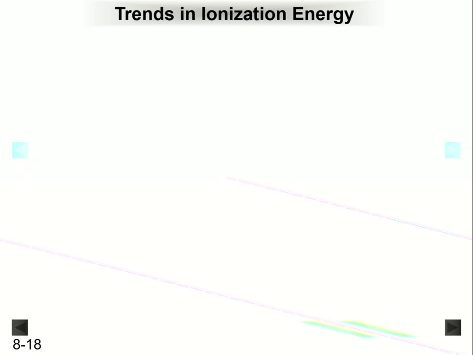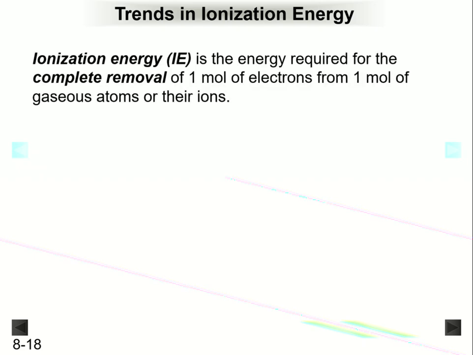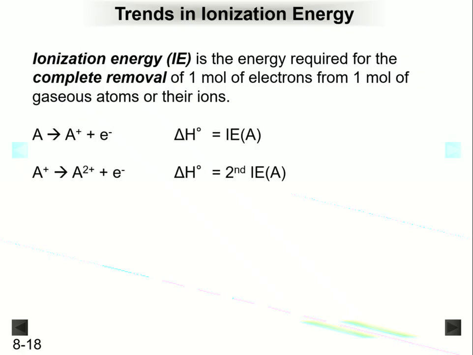Now let's look at a periodic trend in an important elemental property, that is the ionization energy. The ionization energy, often written IE, is the energy required for the complete removal of 1 mole of electrons from 1 mole of gaseous atoms or their corresponding ions. So, for example, element A going to A+ plus an electron, the standard enthalpy of that process is the ionization energy of A.